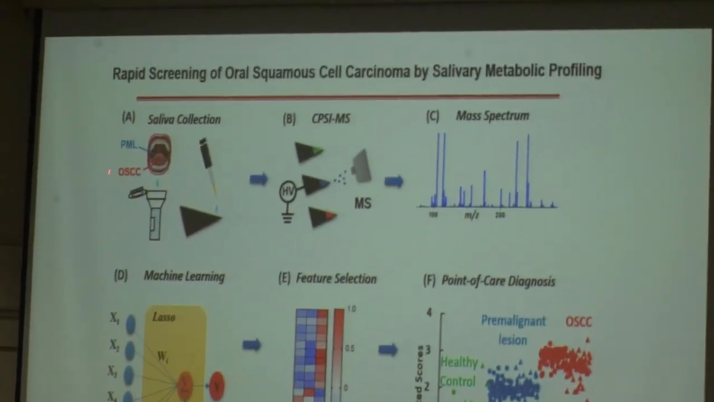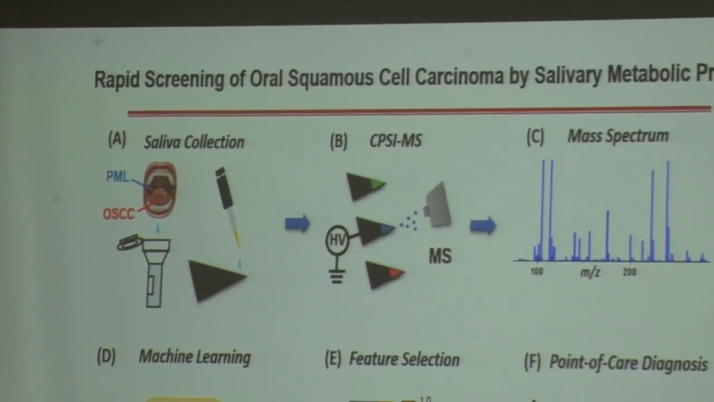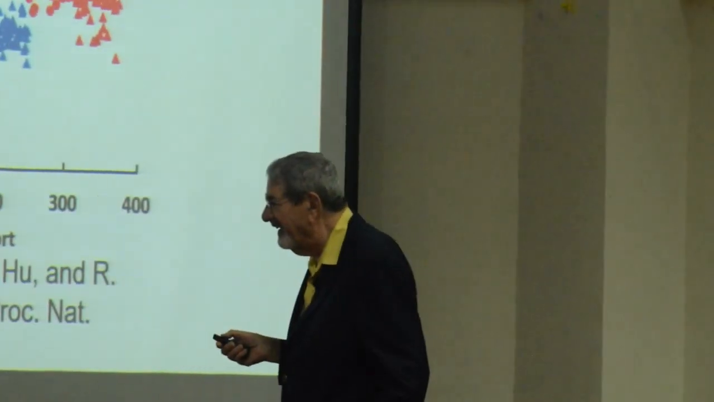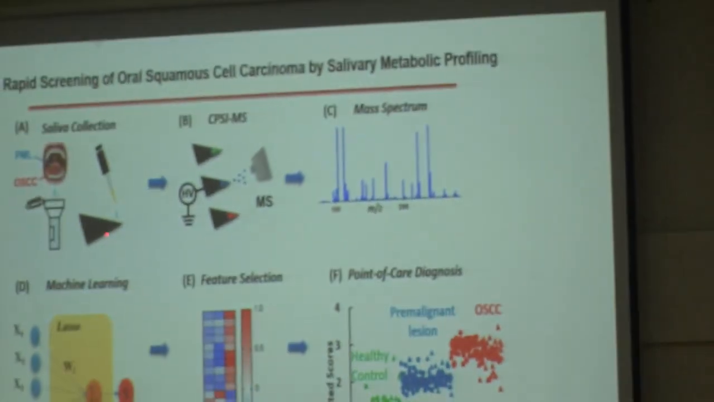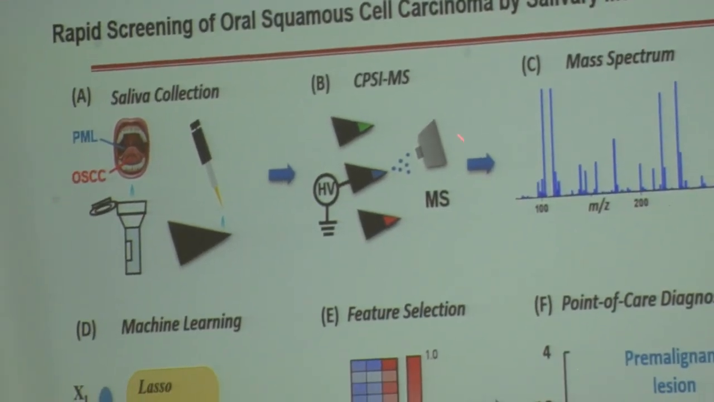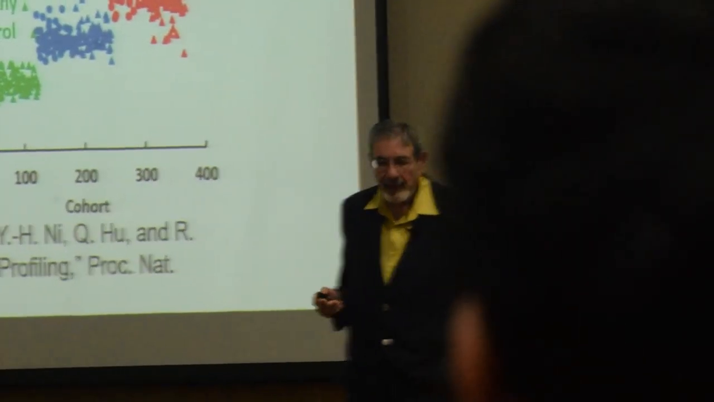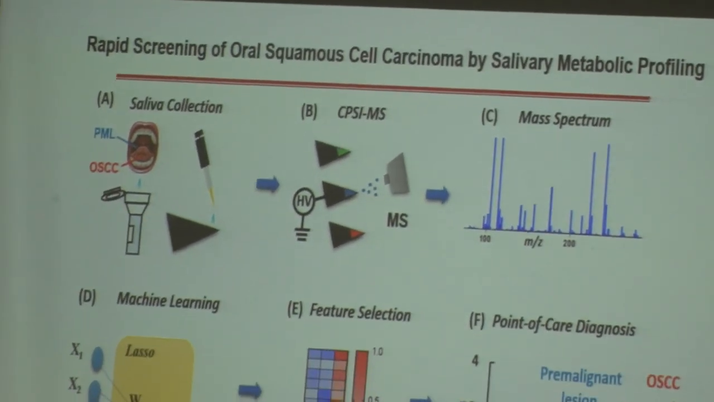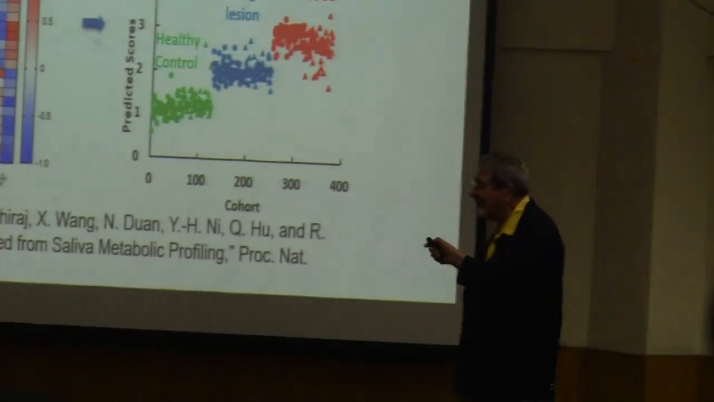Okay, guess what? You take saliva. People are generally happy to give you saliva. They're not so happy to give you blood. They're happy to give you urine. Put it onto the tip of our conductive polymer, attach the high voltage, and spray into our mass spectrometer. This produces then a mass spectrum. That's what it's called. And this mass spectrum, remember, is the mass to charge. The charge is just one, okay? But I'm giving you technically what it tends to be.